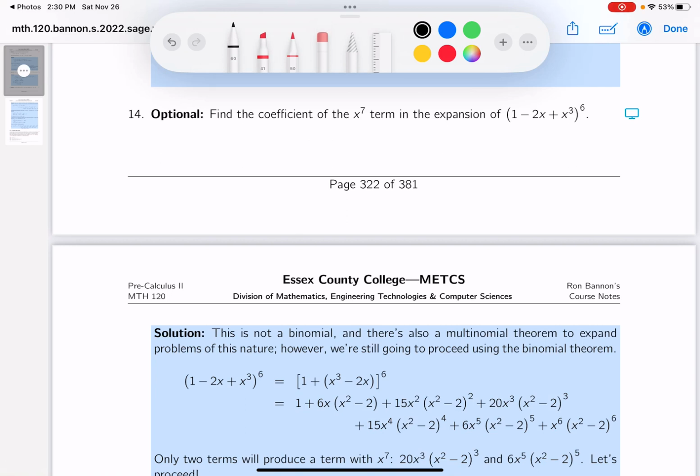Okay, let's start at the beginning. They want the coefficient on the term with x^7 in it. And this is not a binomial, it's a trinomial being expanded. And certainly I don't want to expand the whole thing. I just want to get the term with x^7 in it, all right?